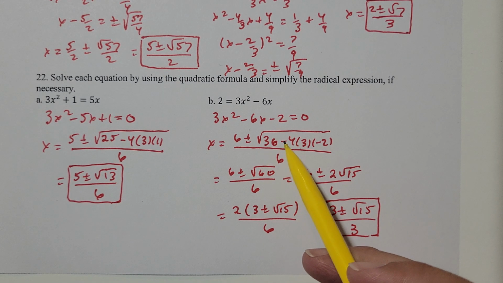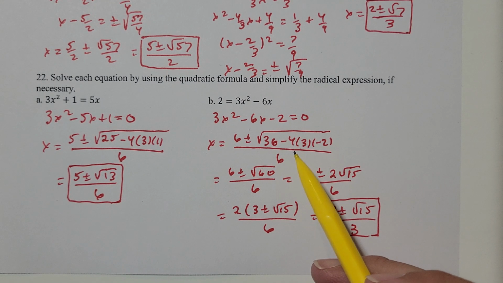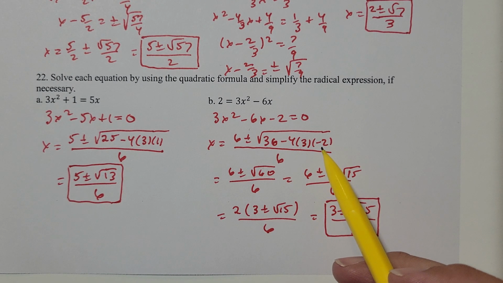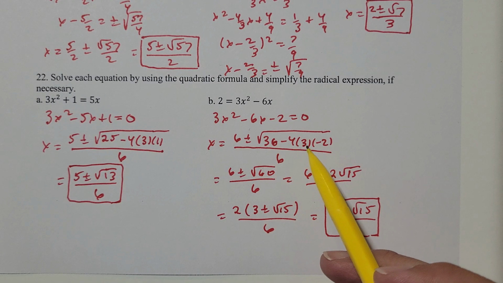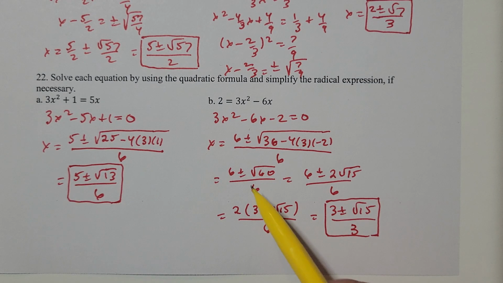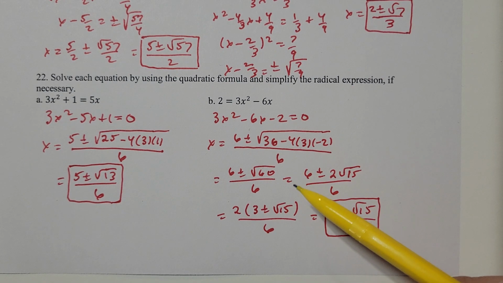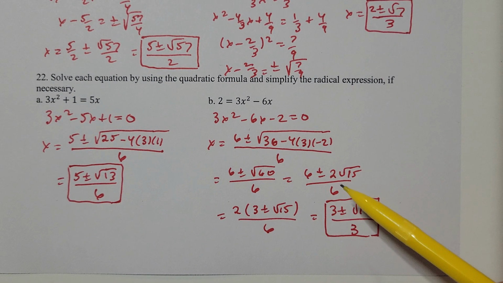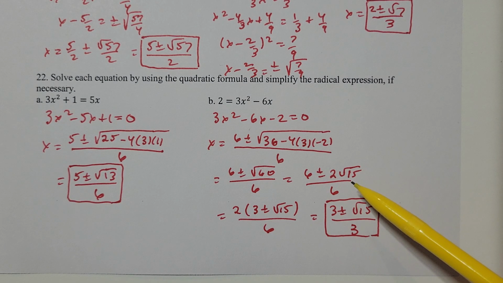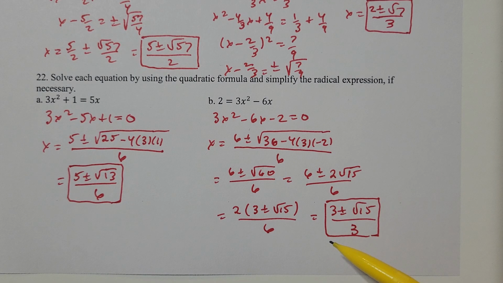So I got 36 minus a negative, that means I'm adding something to 36. 4 times 3 is 12, times 2 is 24. And if I take 36 plus 24, that gives me 60. So I'm looking at 6 plus or minus root 60 all over 6. Root 60 will break down for me. 4 times 15 is 60, and the square root of 4 is 2. So I got 6 plus or minus 2 root 15 all over 6.